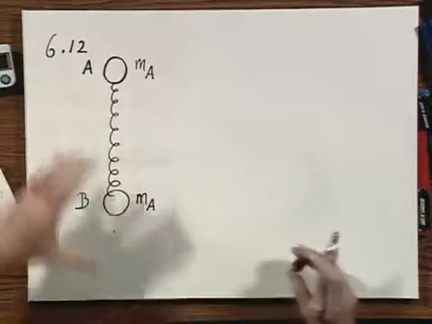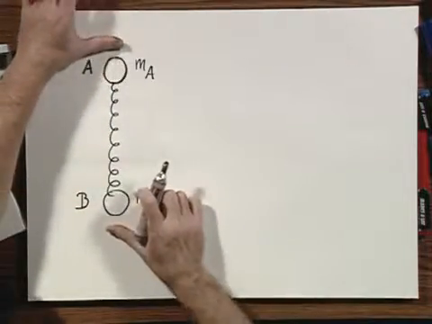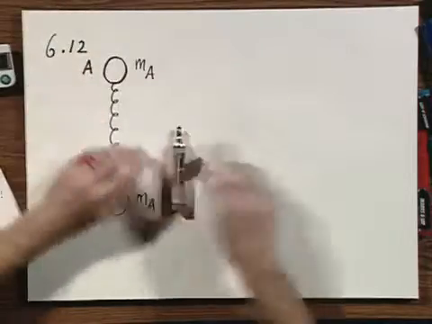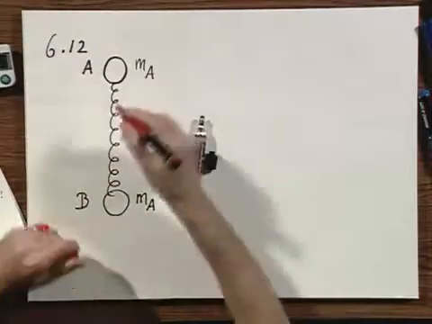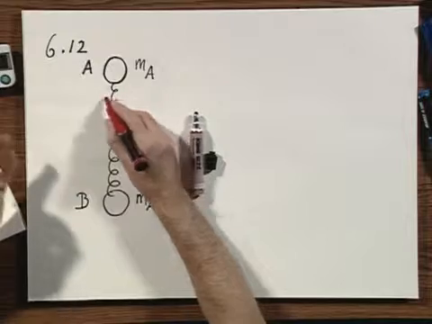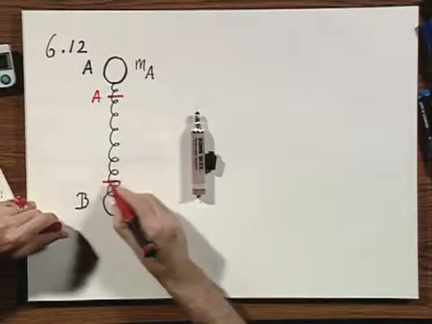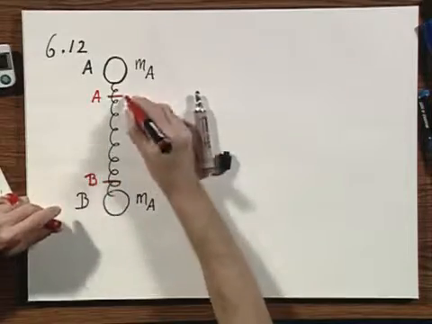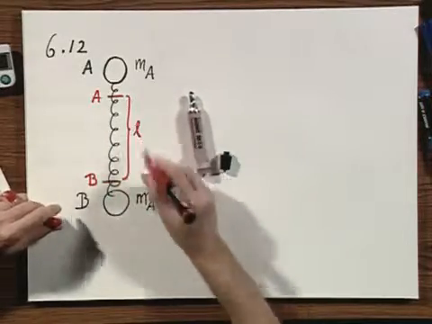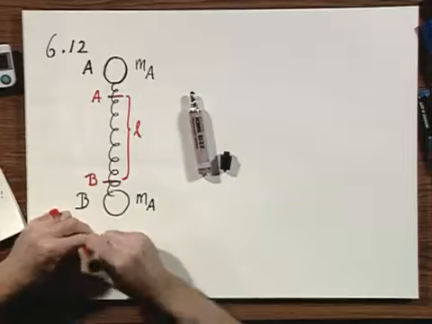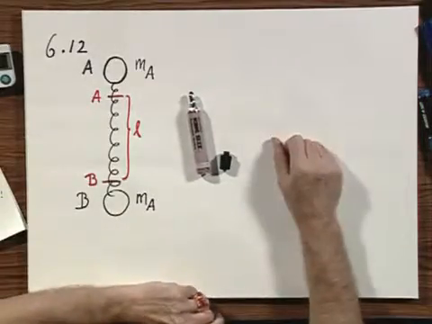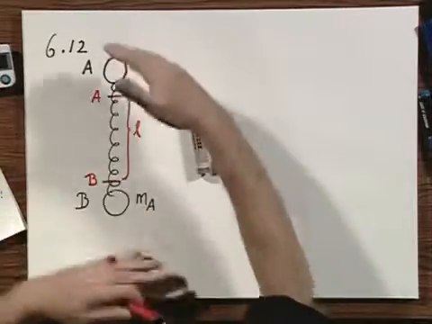And I'm squeezing this between my two hands so that the spring, which is now relaxed, becomes smaller, becomes shorter. This is A, and this is B. So the spring now has a length L instead of L0, which was the relaxed length. And I let it go, and the system starts to oscillate.